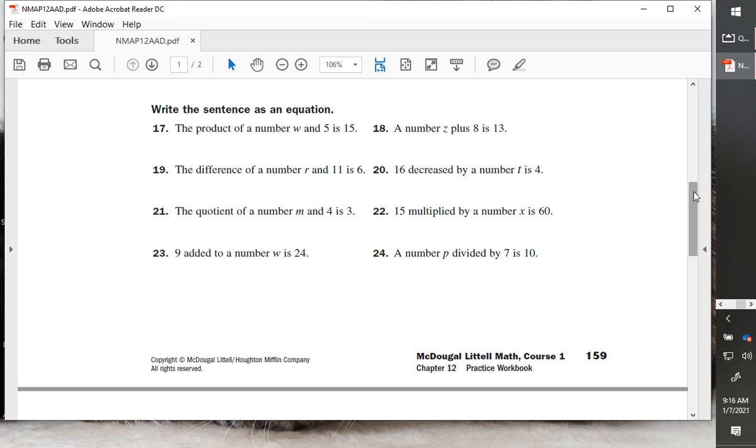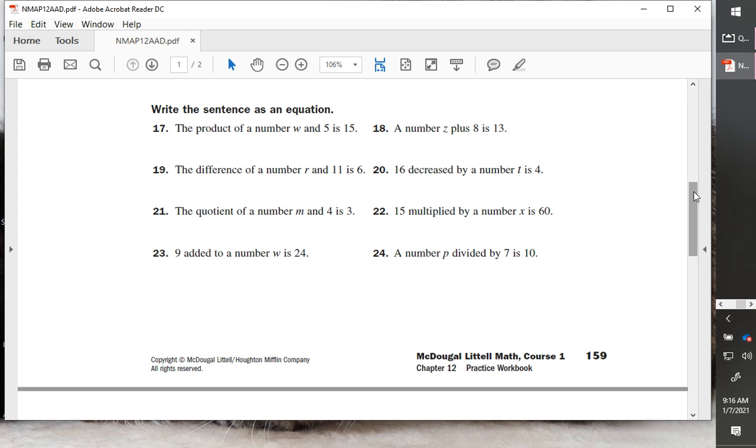17 through 24, we're doing the same thing. It says write this sentence as an equation. Now once they throw that equal sign in, are we able to solve? I don't know, let's check. If you have number 22, for example, 15 multiplied by number X is 60.